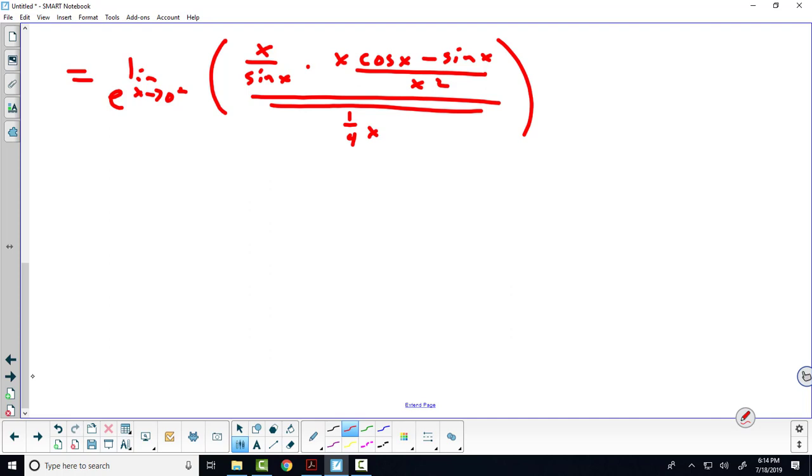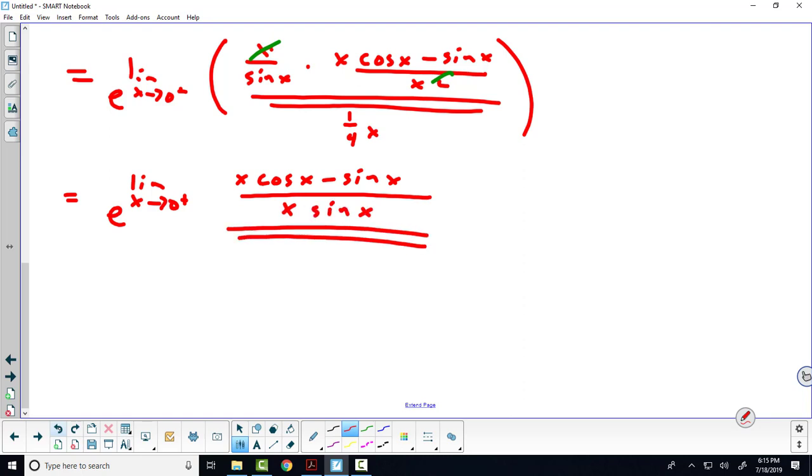Now, I notice that I can cancel this factor of x right here with one of these factors of x right there. Can I cancel this x with this x? No, because I would need an x in all factors to be able to do something like that, and I don't. So cleaning this up one more time, we get e to the limit as x approaches 0 from the right of x cosine x minus sine x, all over the product of sine x and x, so that gives me an x sine x all over 1/4 x.